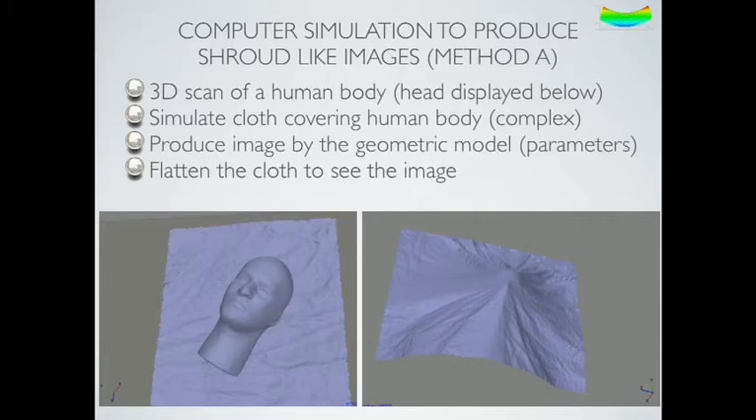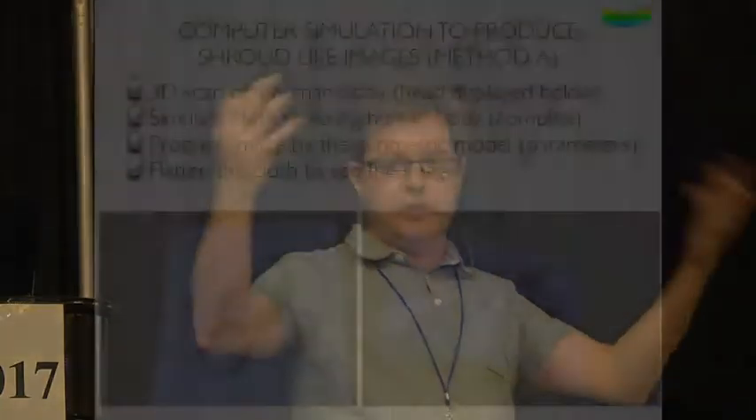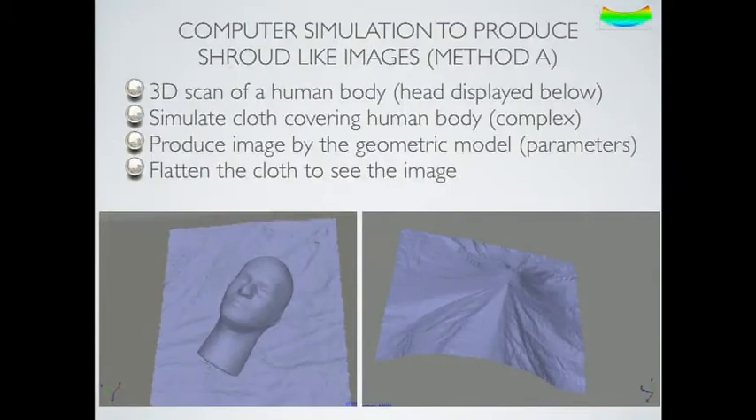So you have to simulate the entire cloth going onto a human body. That's a good thing to be able to simulate the cloth, because you can repeat different ways of putting the cloth on a body in the computer without rescanning several times. And then you produce the image according to the geometric model. I'm going to talk about the geometric model just in a few slides. Then you simulate everything. You may change the parameters a little bit. You can play with the model. And then you flatten the cloth and you look at the image. That's one way to proceed.